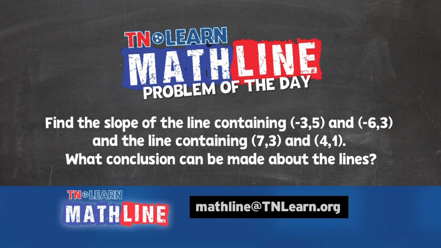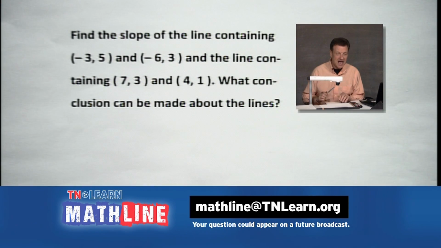Here's the deal. What conclusion can be made about the lines that we have here? There'll be two of them, all right? They're distinctly different. Again, find the slope of the line containing the point (-3, 5) and the point (-6, 3), and the line containing (7, 3) and (4, 1). Again, those are x and y coordinates to find a line. So let's check it out.